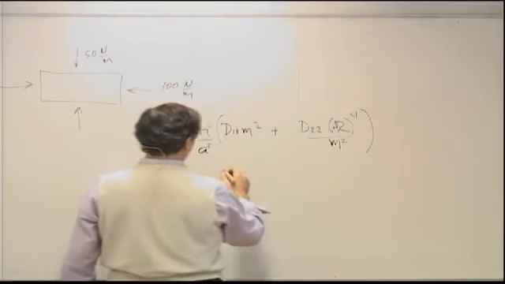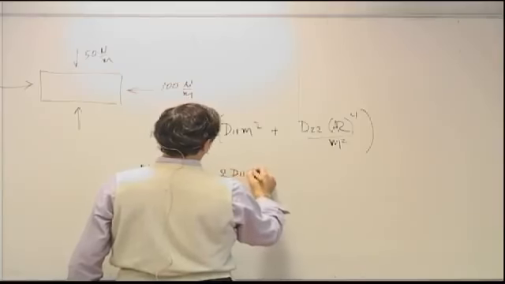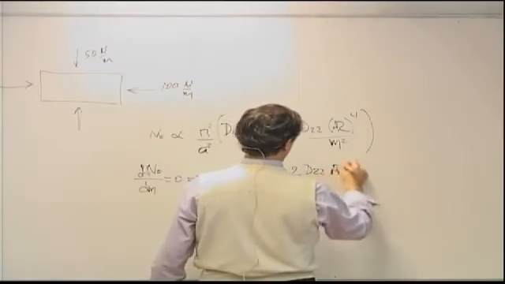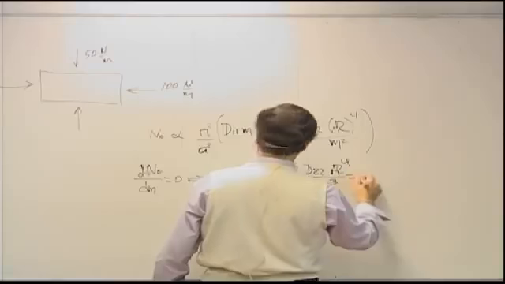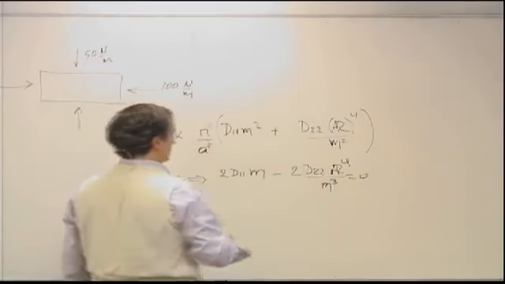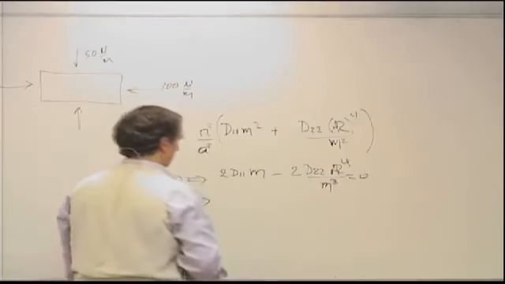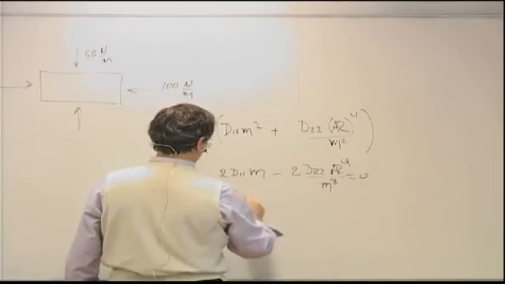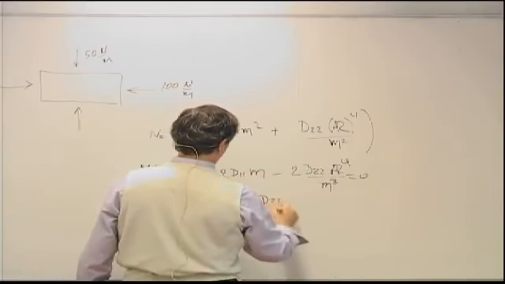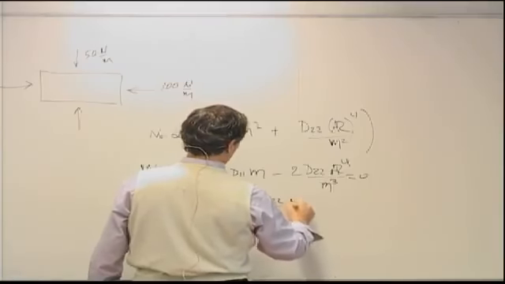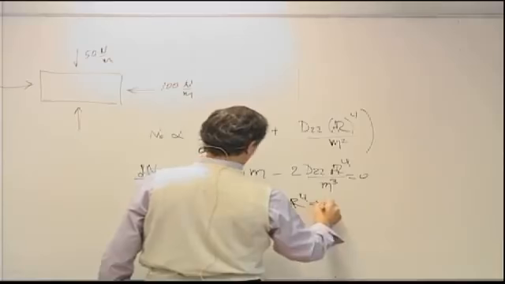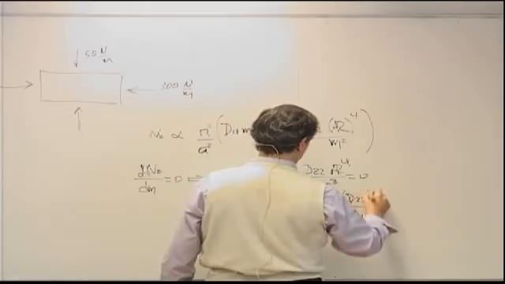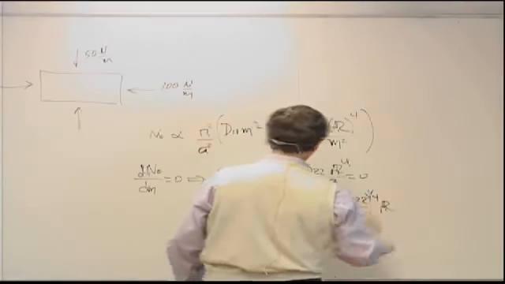which means 2 D11 m minus 2 D22 aspect ratio to the 4th over m cubed equals 0, which means, what does it mean? This goes over there, this comes here, m to the 4th equals D22 over D11 aspect ratio to the 4th, or m is D22 divided by D11 to the 1/4 power times the aspect ratio, assuming I did it correctly.